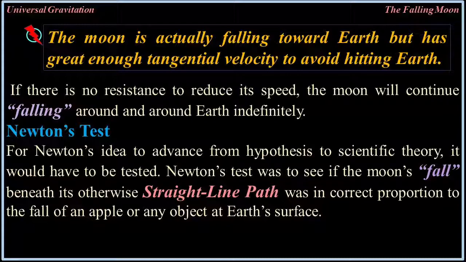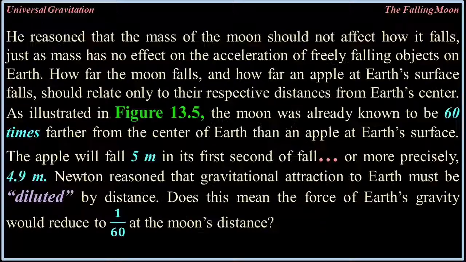Newton's test. For Newton's idea to advance from hypothesis to scientific theory, it would have to be tested. Newton's test was to see if the moon's fall beneath its otherwise straight line path was in correct proportion to the fall of an apple or any object at Earth's surface. He reasoned that the mass of the moon should not affect how it falls, just as the mass has no effect on the acceleration of freely falling objects on Earth.